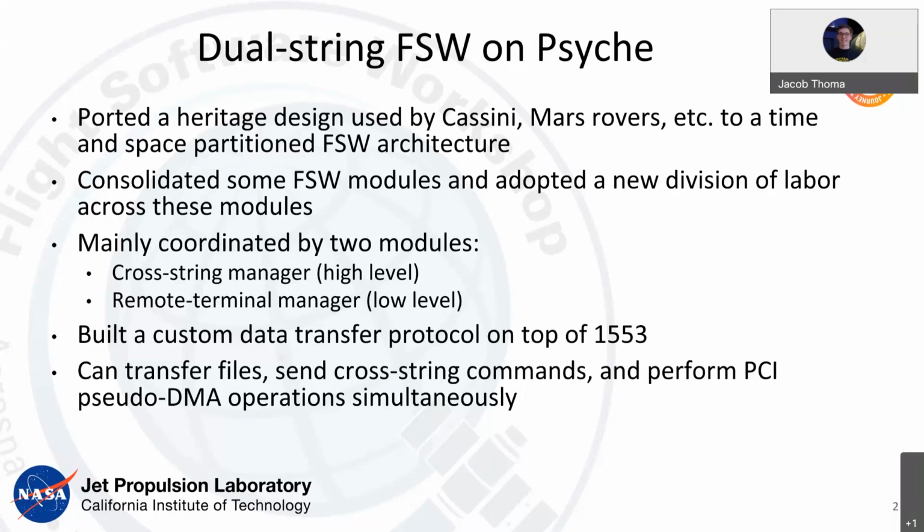We also built a custom data transfer protocol on top of 1553 that allows us to transfer files with some level of autonomousness at stopping transactions if anything looks wrong or data stops being transferred properly. And finally, the protocol can transfer files, send cross-string commands, and perform PCI pseudo-DMA operations all at the same time.